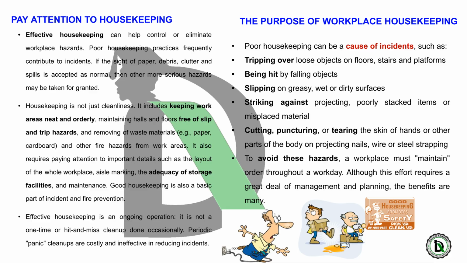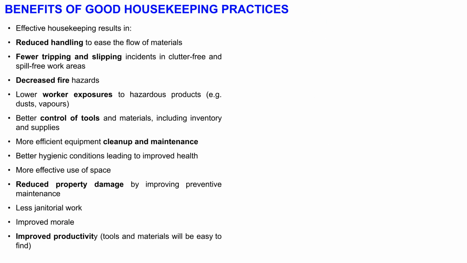The purpose of workplace housekeeping is to prevent incidents like tripping over loose objects, being hit by falling objects, slipping on wet surfaces, or striking against materials. Maintaining order helps to avoid these hazards. Good housekeeping benefits include reduced material handling, fewer slipping and tripping incidents, decreased fire hazards, lower exposure to hazardous products, better control of tools and materials, efficient equipment maintenance, improved health and morale, and increased productivity.